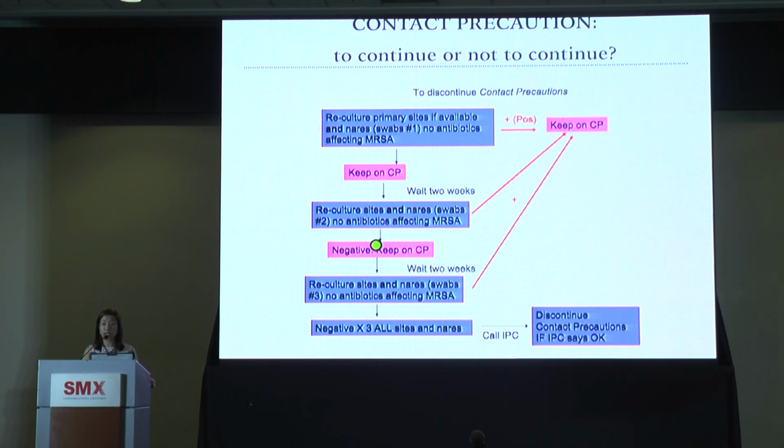And if it's still negative, again, you don't discontinue, but you wait for 2 weeks and reculture for the 3rd time. Once you have the culture and it's still negative for all 3 sites, that's the time that you call the IPC team and ask permission if you can discontinue the contact precautions.